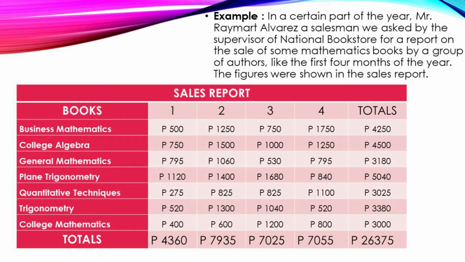Raymond Alvarez, a salesman, is asked by the supervisor of National Bookstore for a report on the sales of some mathematics books by a group of authors for the first 4 months of the year. The figures were shown in the sales report.